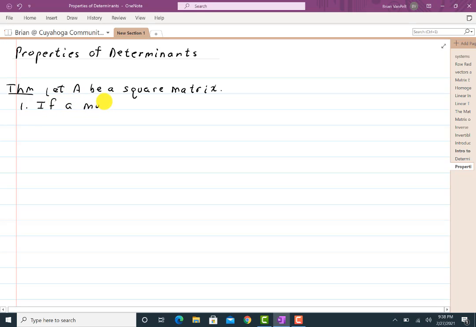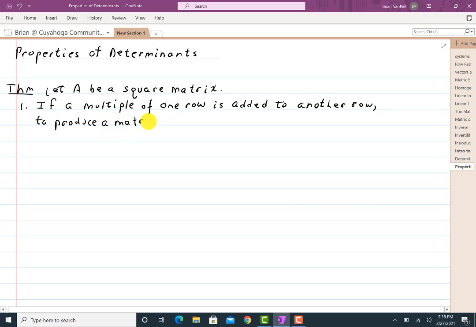If a multiple of one row is added to another row to produce a matrix B, then the determinant of B is the same as the determinant of A. So multiplying a row by a number and adding it to another row does nothing to change the value of the determinant.